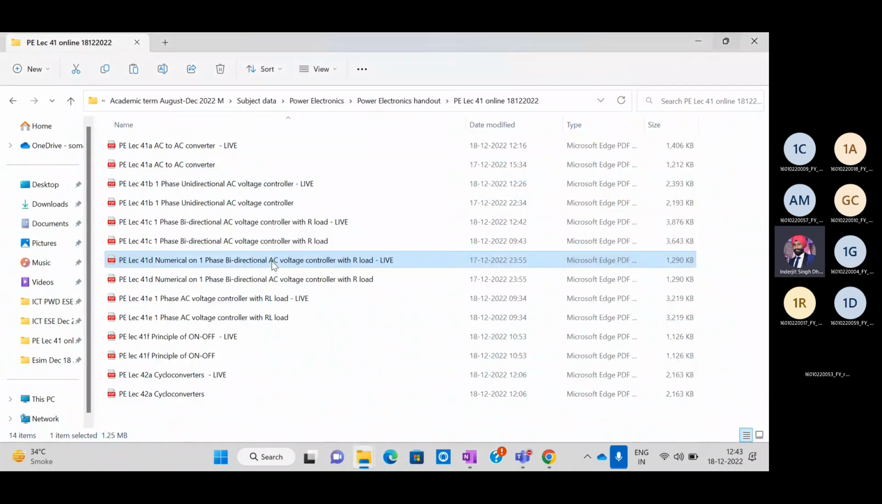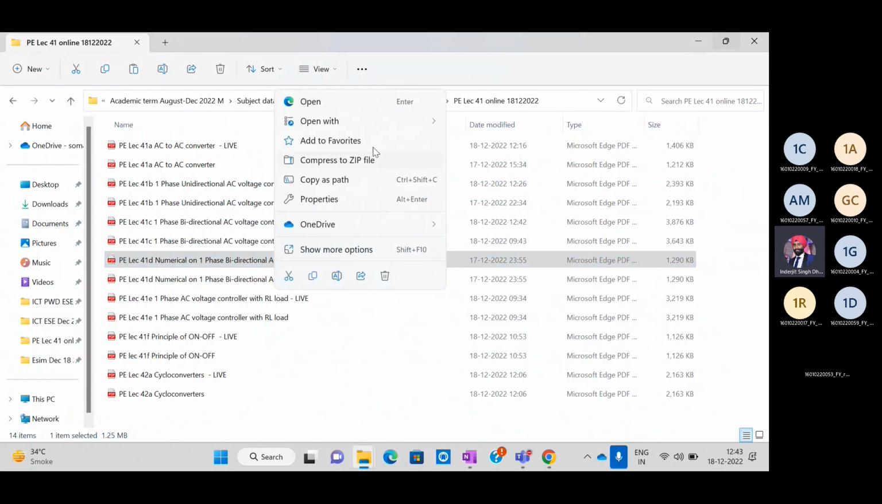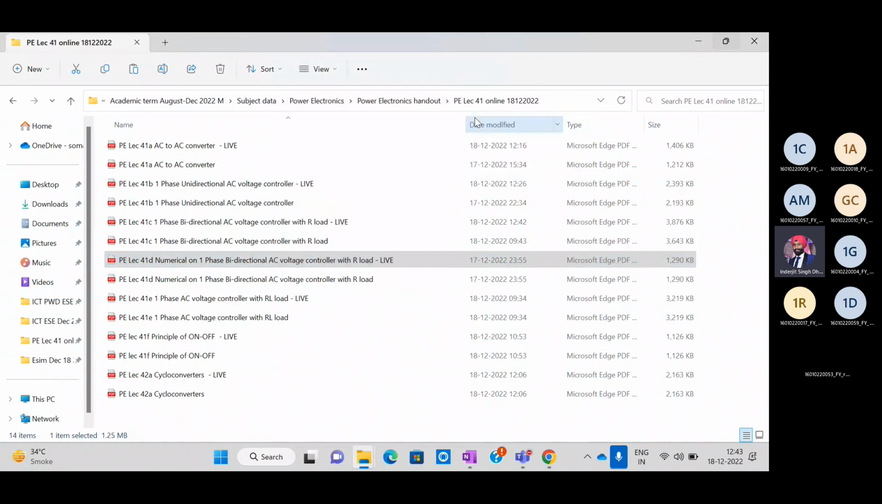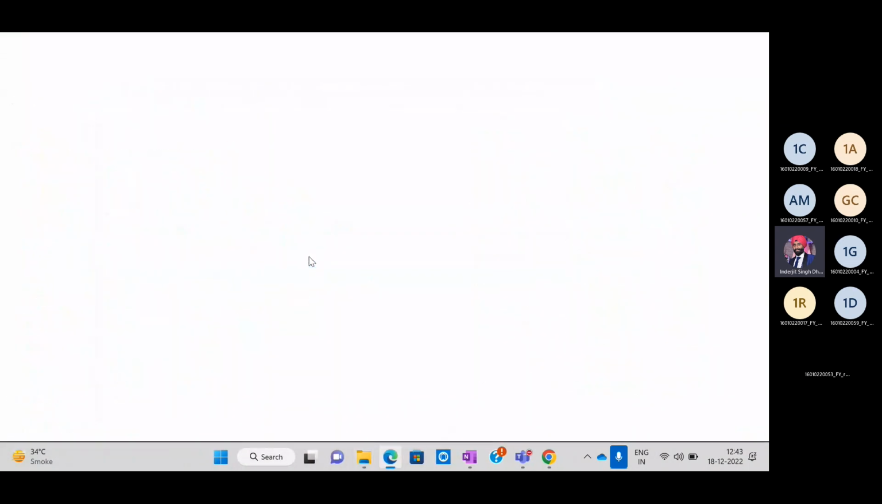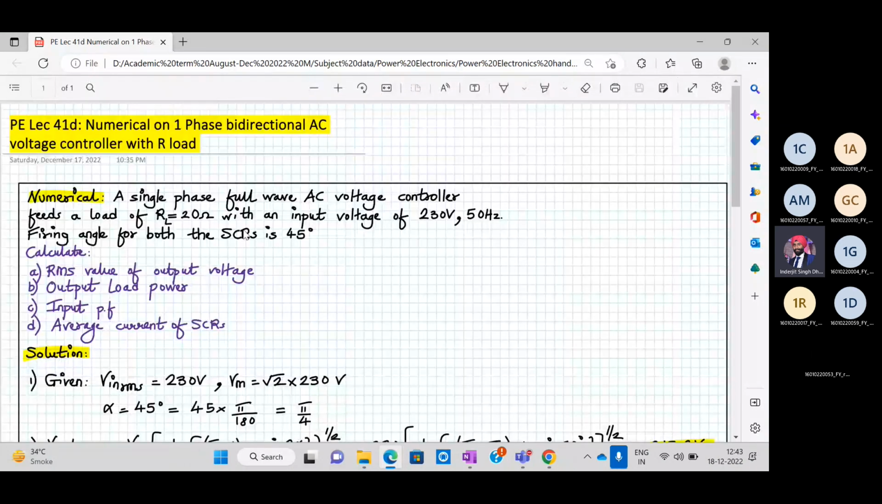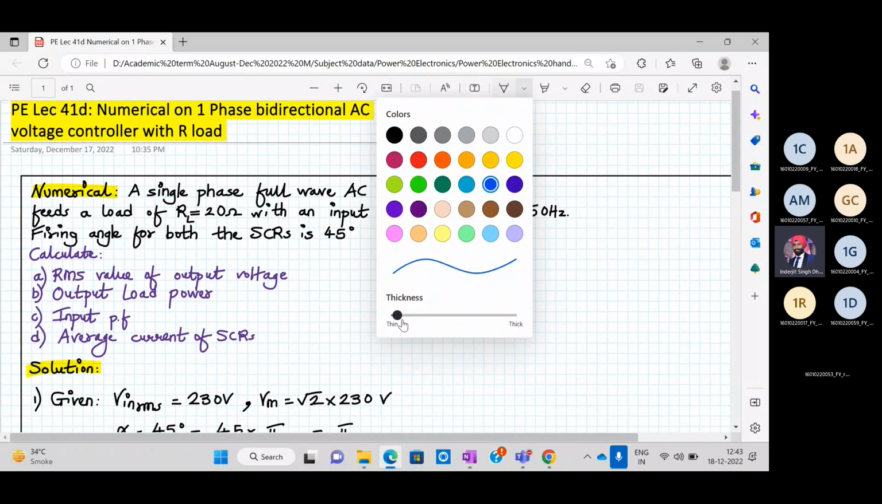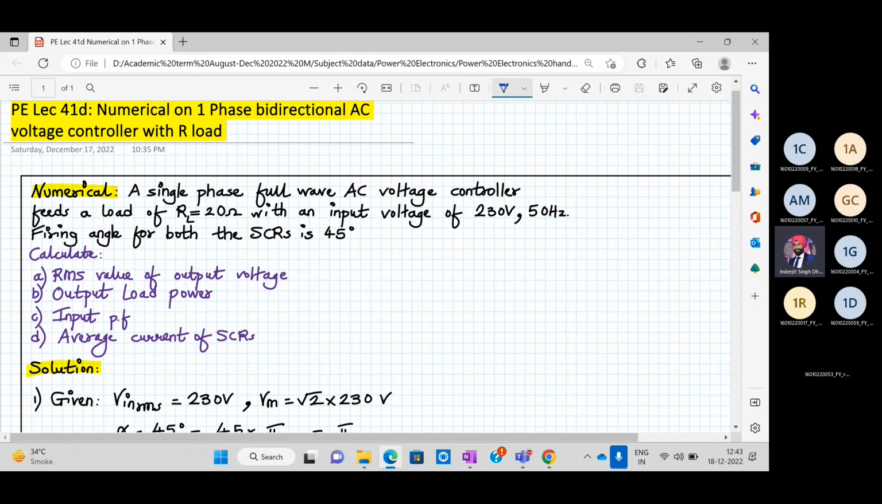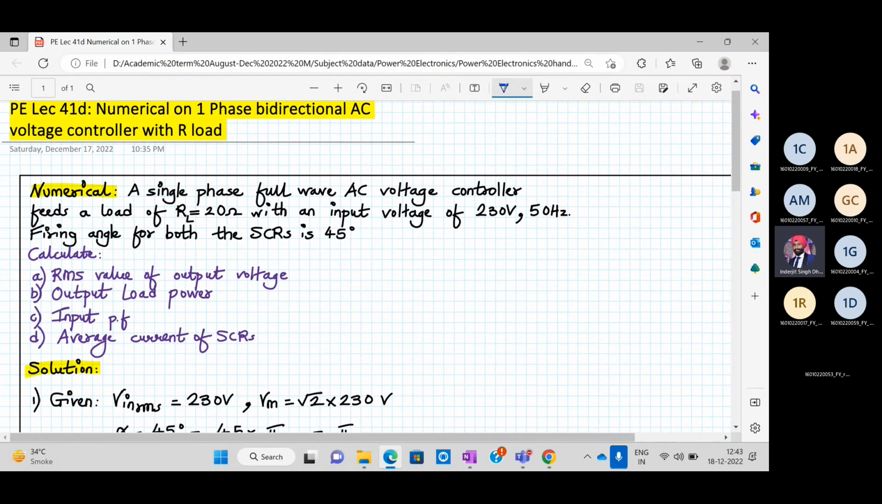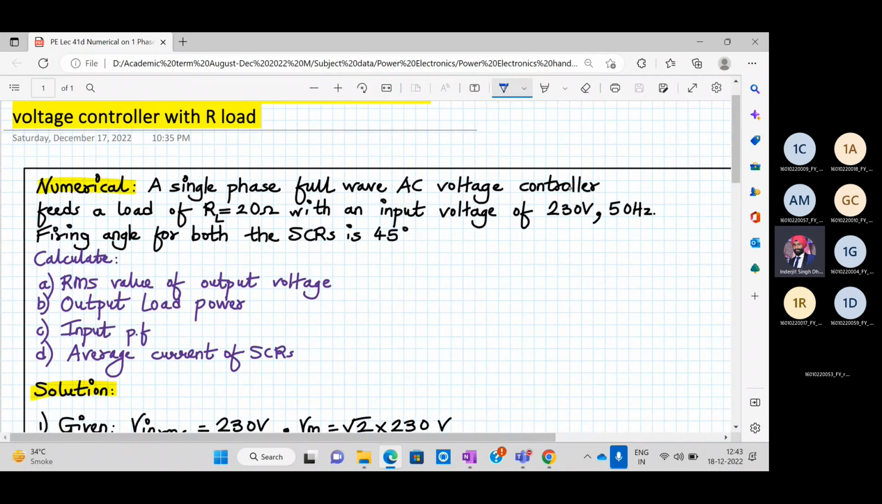Next is the numerical. I'll just go through the numerical. We will not get the time to solve it. Okay, here is the numerical. We should do all the numericals and go. You better be prepared. Here they have given a numerical on a single phase full wave AC voltage controller. So read the question carefully.